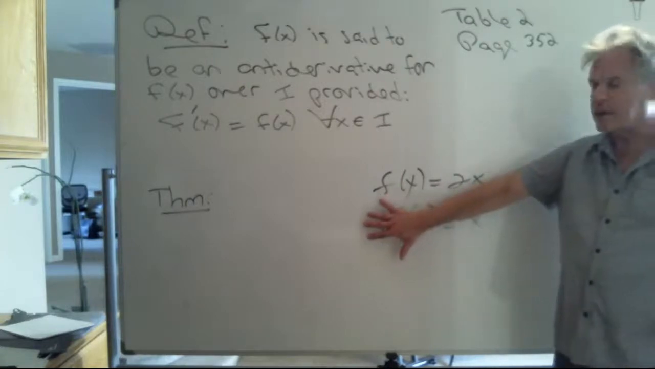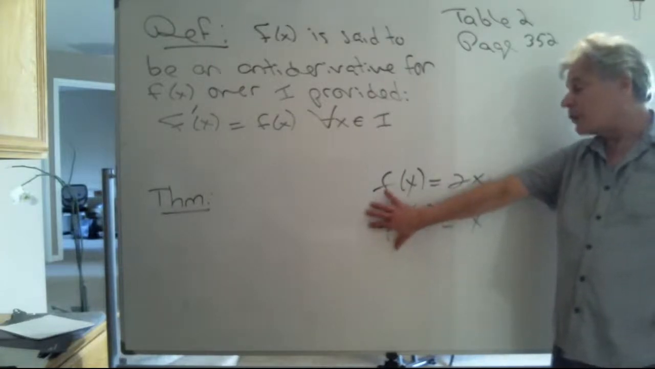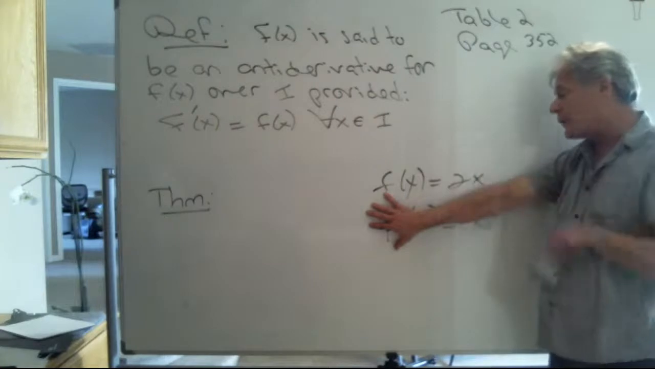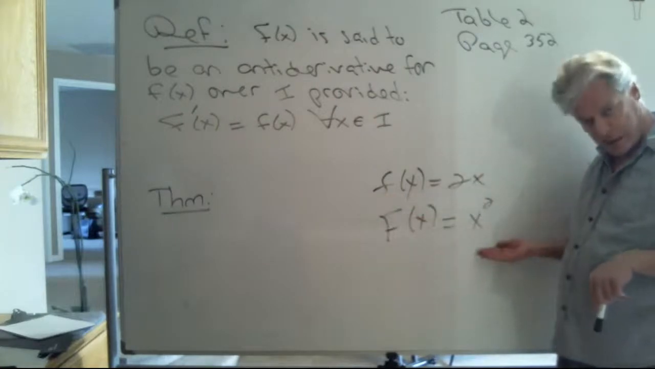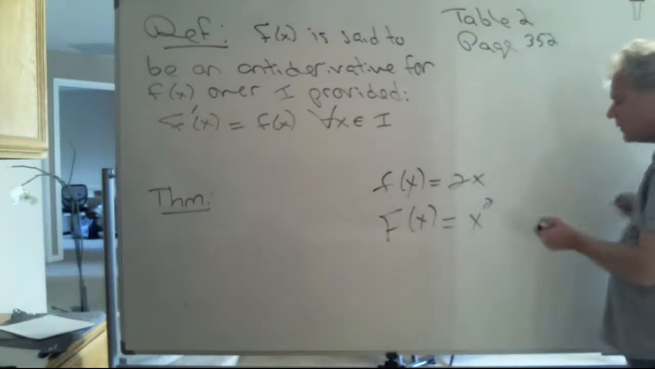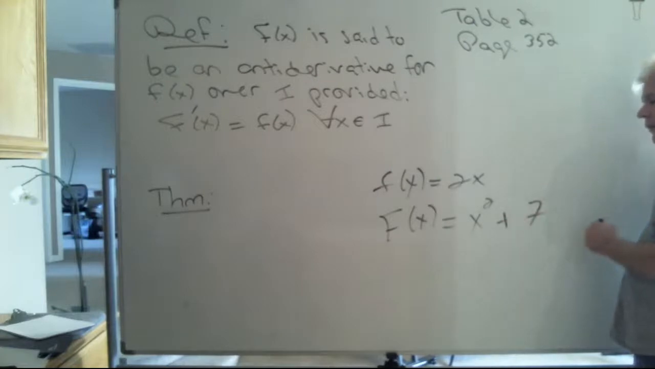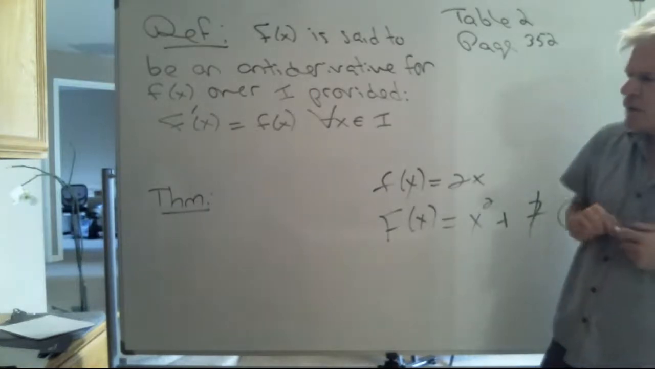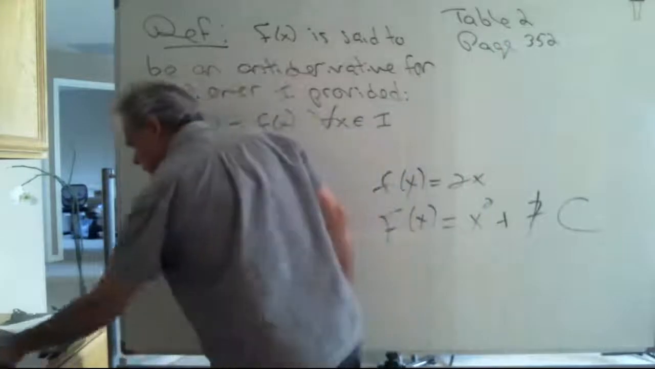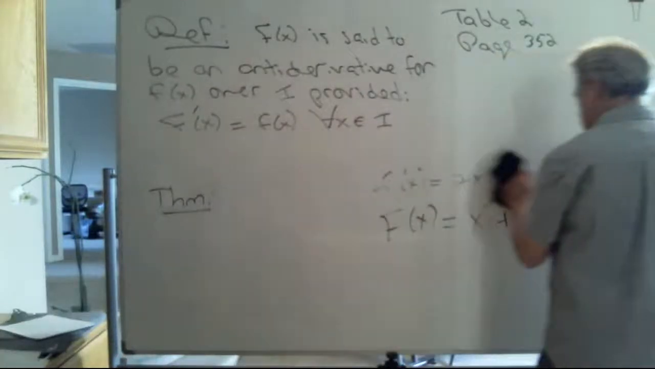So I should have asked, can we come up with an antiderivative for f of x? And we can, and there is an antiderivative. But I think this is an antiderivative as well, because when you differentiate this, you get the same thing. As a matter of fact, I could have tacked on any constant c. So let me state that in the form of a theorem, even though it's obvious.